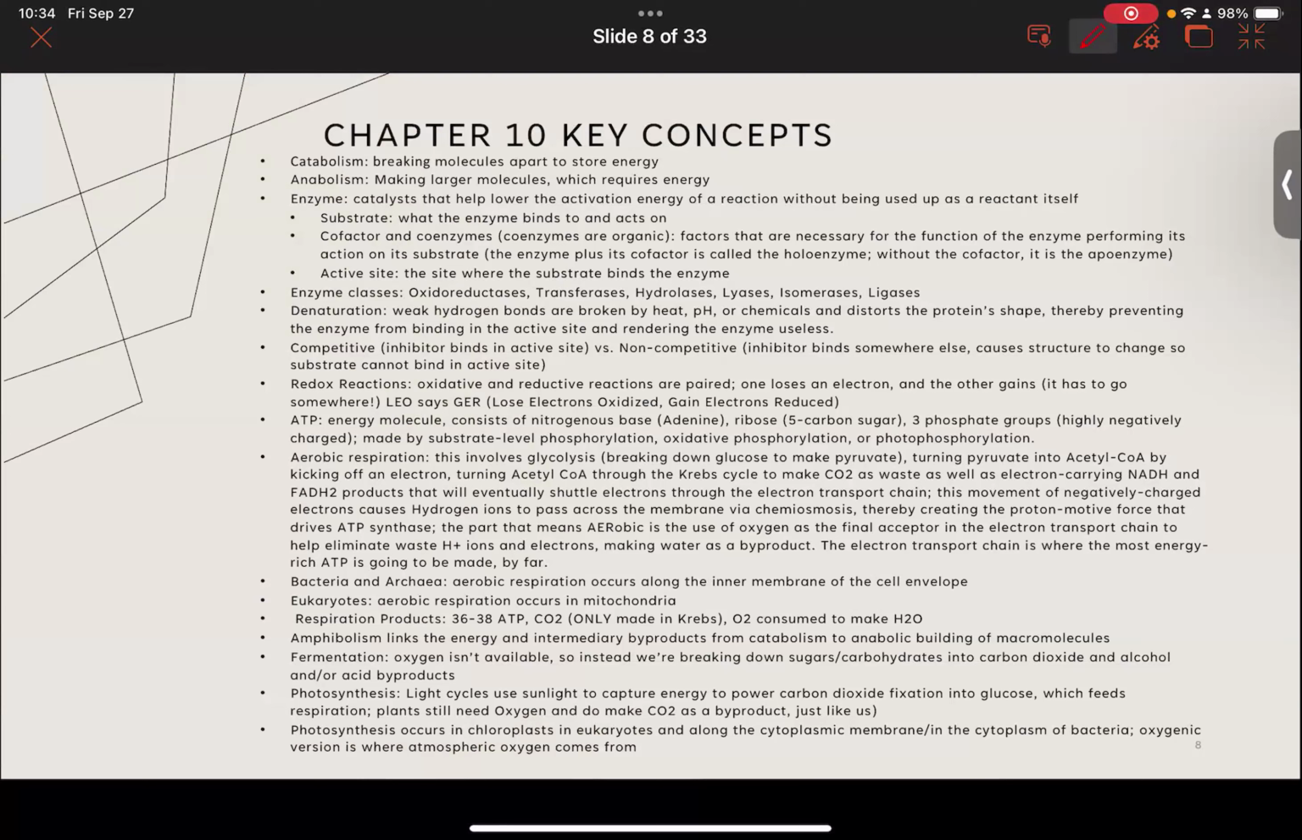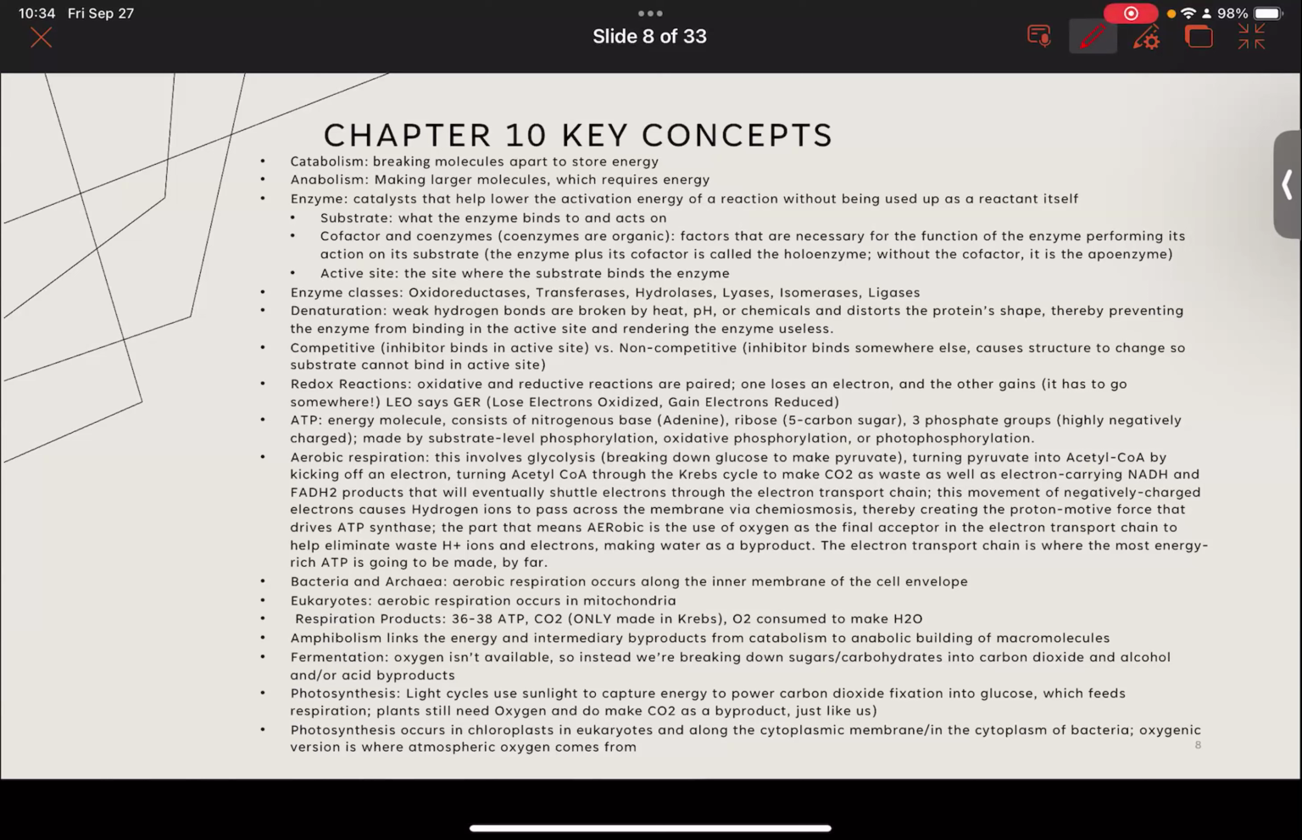We introduced the concept of enzymes. These are just organic catalysts. They're usually proteins that are going to help lower activation energy, which is the energy needed for a reaction to go. They bind onto something called the substrate. That's the thing they're acting on. Now, the enzyme itself is not going to be used up or changed. So we can use it over and over again on substrate after substrate after substrate.